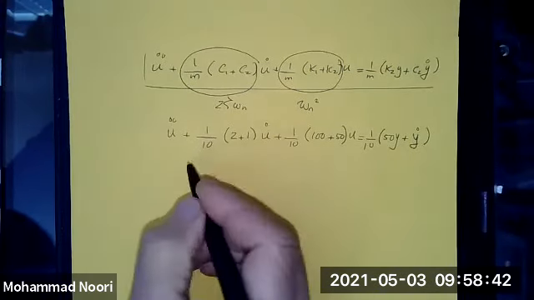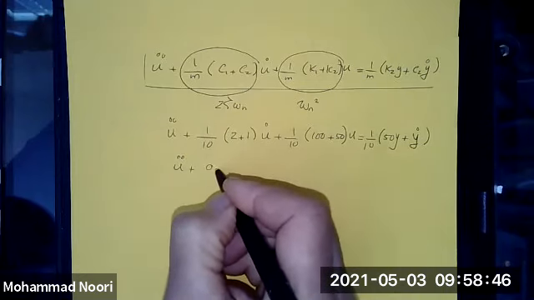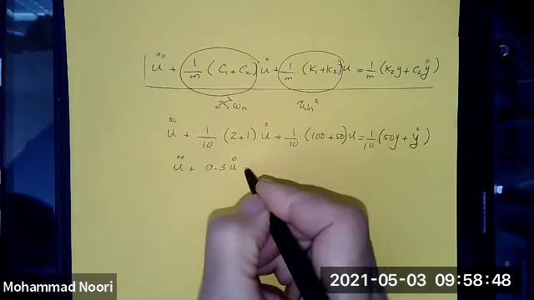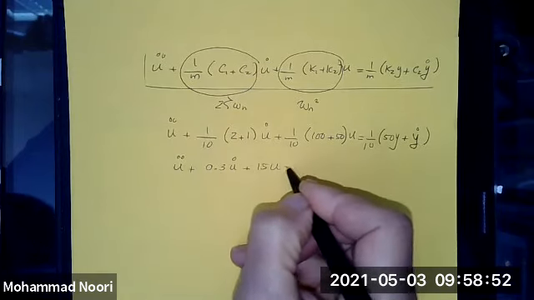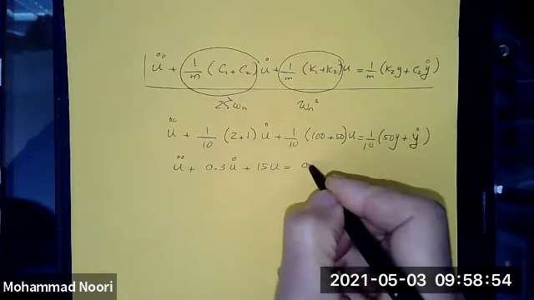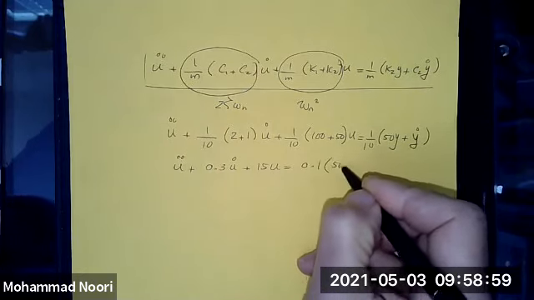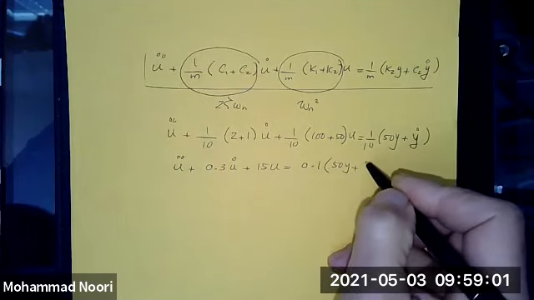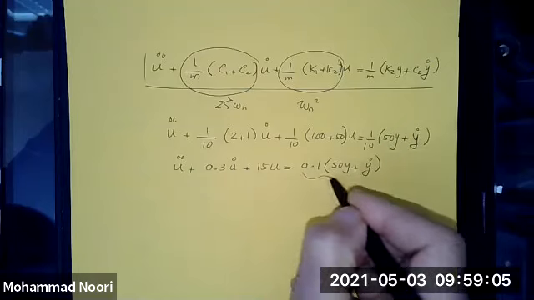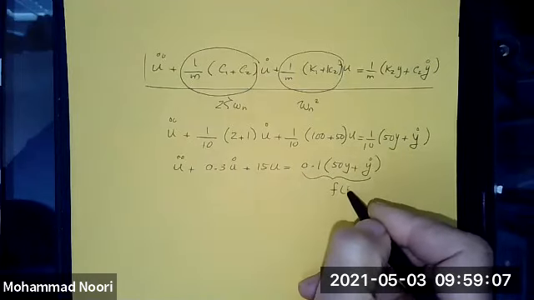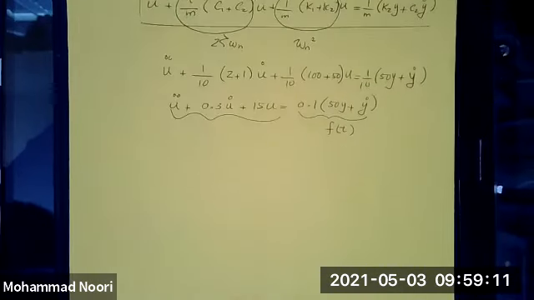So let's further simplify this. You get u double dot plus 0.3 u dot plus 15 u is equal to 0.1 times 50 y plus y dot. Okay, so this is your f of t. We'll get to that. And this is the left-hand side.